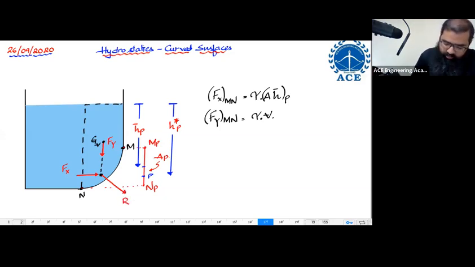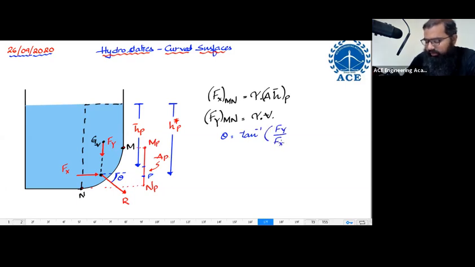If I take a horizontal and measure the angle over here as angle theta, then the value of theta is equal to tan inverse of Fy upon Fx. Okay, this is the concept of hydrostatics on curved surfaces. This was just a summary because if you are finding any difficulty within one slide, you can find everything for hydrostatics.